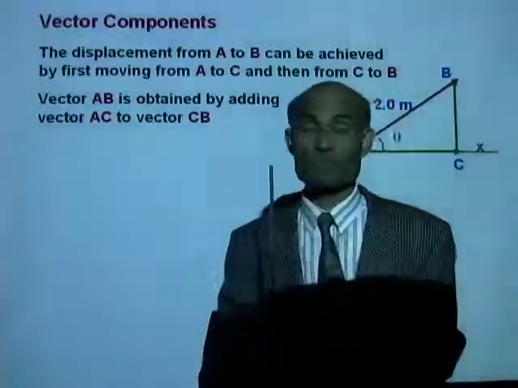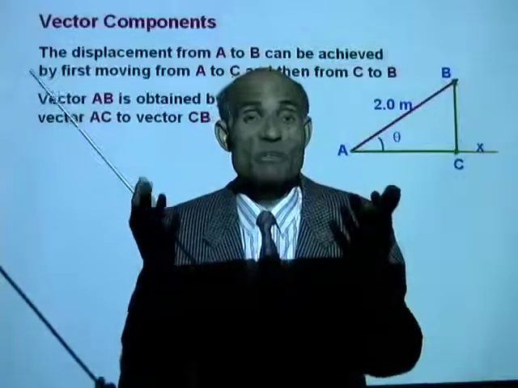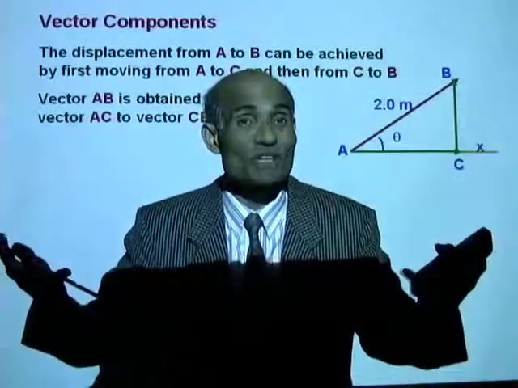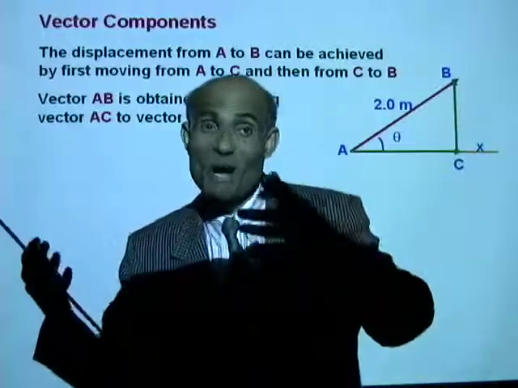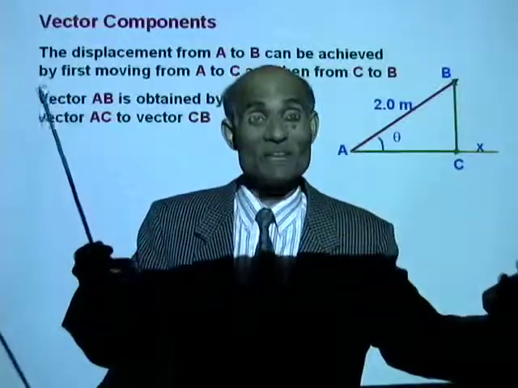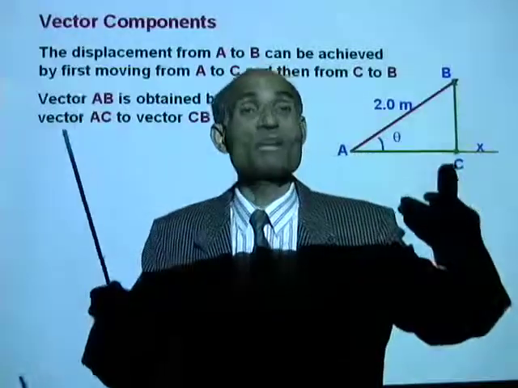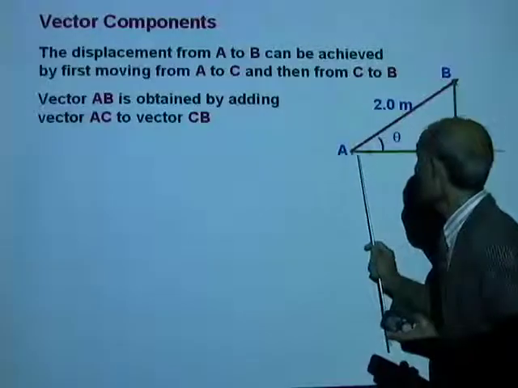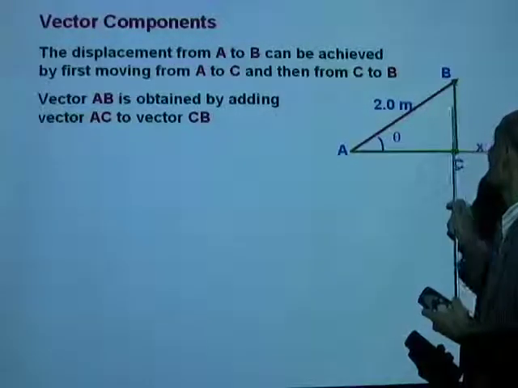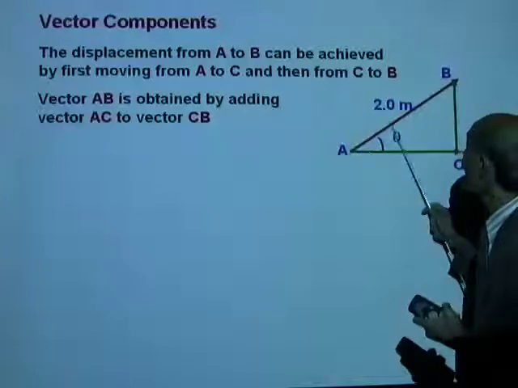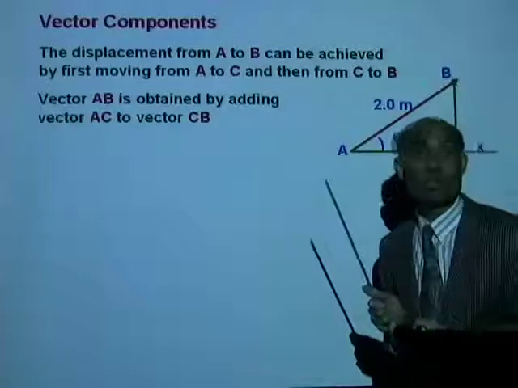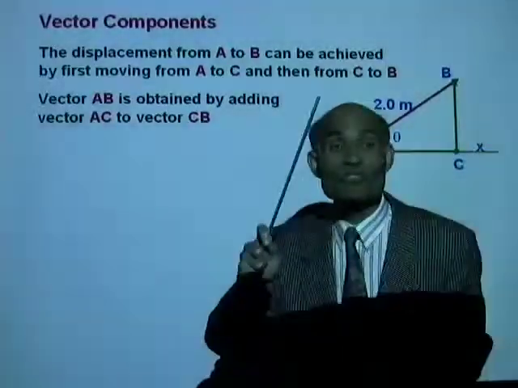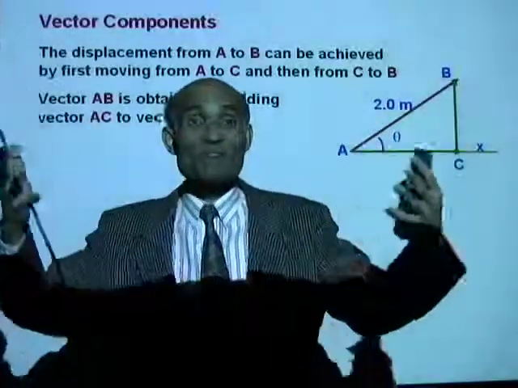Now remember, there is a big difference between adding normal numbers or scalar quantities. We said quantities that are not vectors are called scalars. Is that right? We know 3 plus 2 equals 5. Now, if I add the length of AC to the length of CB, do I get the length of AB? No, I don't. Well, I am not adding the lengths of the vectors, I am adding the vectors.